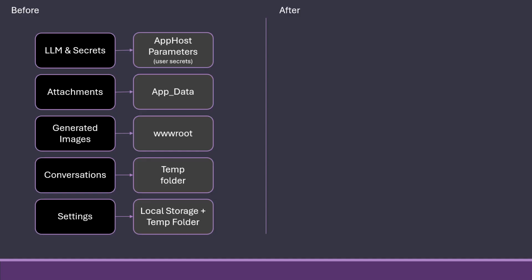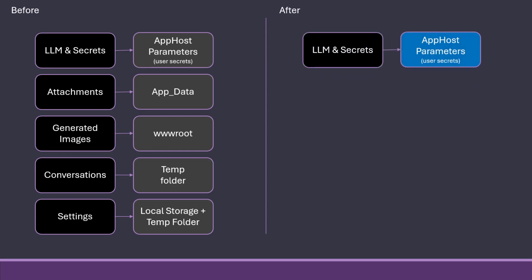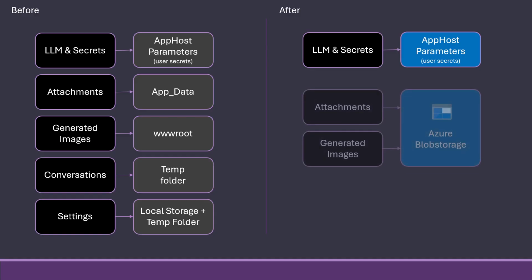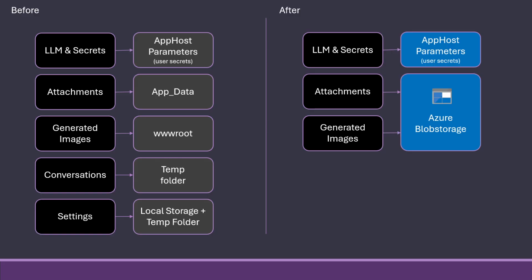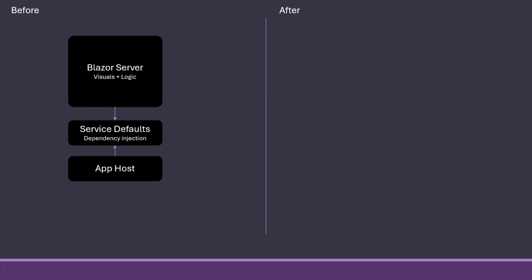So what we are going to cover today is that we have taken the LLM secrets, which we have retained here because we want them to just be in user secrets. When we deploy, we might go with a key vault or not, depending on what we need. Attachments and generated images are now up in Azure Blob Storage, and conversations and settings are now stored in Cosmos DB. So another thing is the refactoring part.